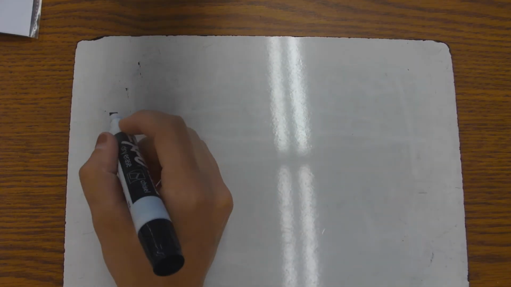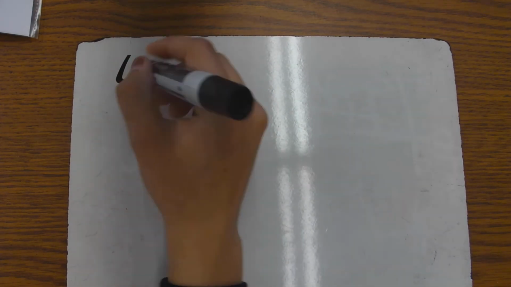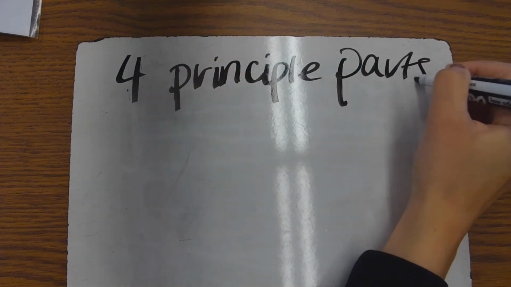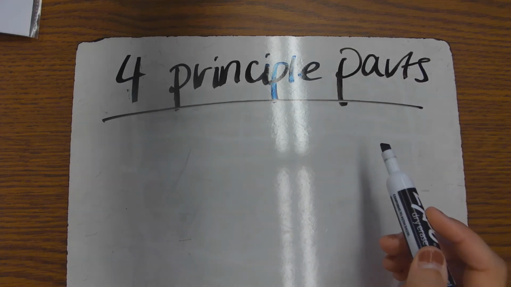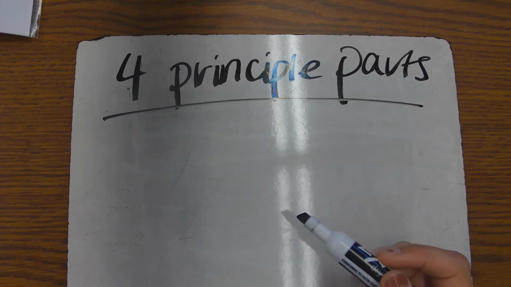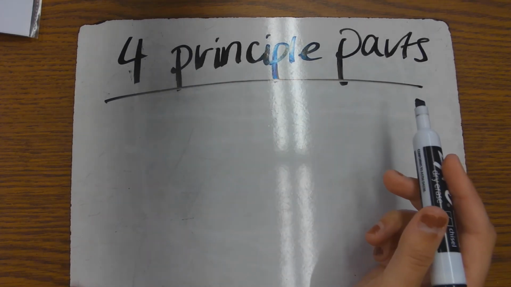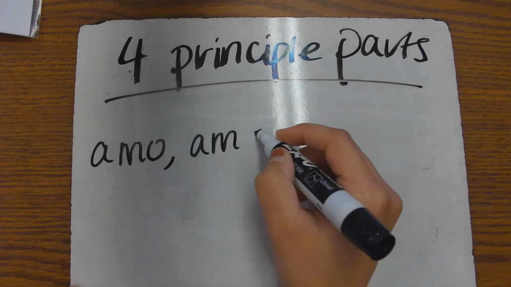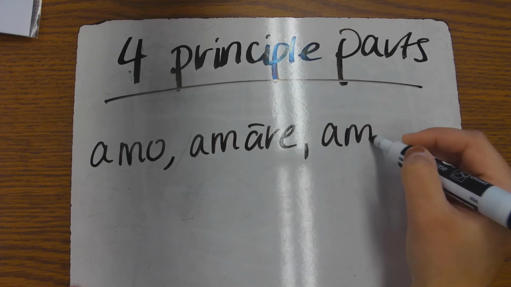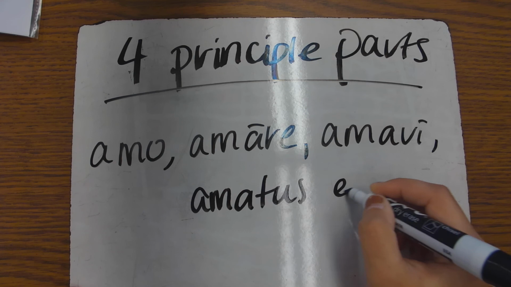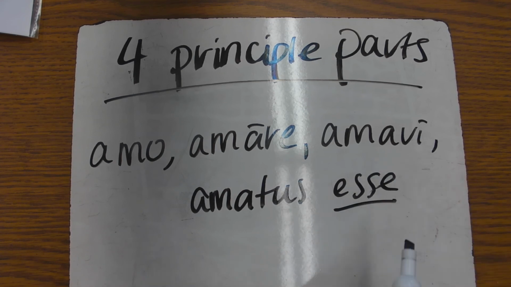All right, as you remember, each verb has 4 principal parts. These parts are going to be what you use to form each tense, each mood, each voice, whatever you need. So let me give you an example. Amo, amare, amavi, amatus, esse. Let me explain first.